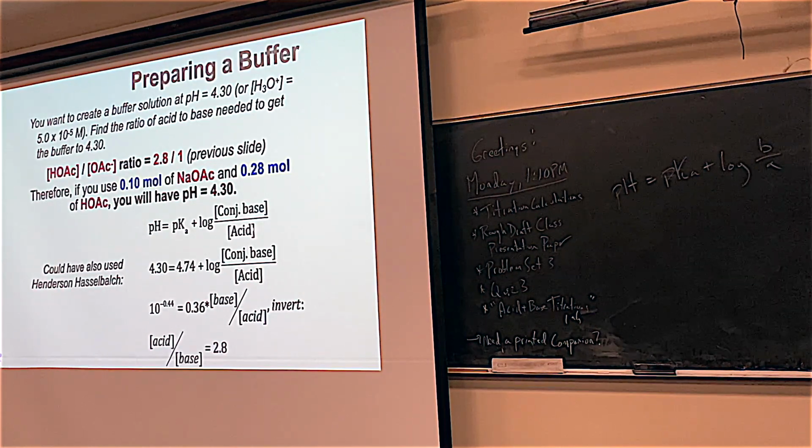And if you want to get the base to acid ratio or whatever, 10 to the minus power is how you get rid of those things. You end up with 10 to the minus 0.44, or 0.36, equals base over acid. And you can get the ratio that way too. So whichever way works for you is awesome. But at the end of the day, just remember, if pKa is 4.74 and we want a pH of 4.3, we're going to have more acid relative to the base. So some way you can then calculate this ratio of 2.8 to 1 would be good to go. Questions?